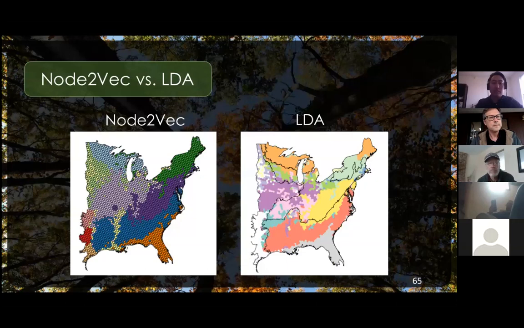The Node2Vec model does have a downside. It assigns each species to one community only, versus LDA gives a proportion of each species in each community. So there's a little bit more flexibility in terms of the species composition with LDA, but Node2Vec is also producing some really interesting results that are aligning with LDA, and it's showing a new way of looking at ecological data that hasn't really been done before. And so we're currently working on a manuscript as a methods paper showing how this model can be used to identify communities in ecological data.